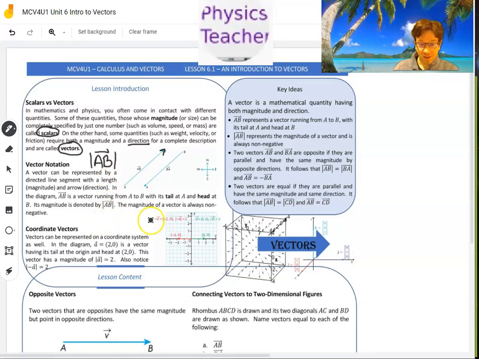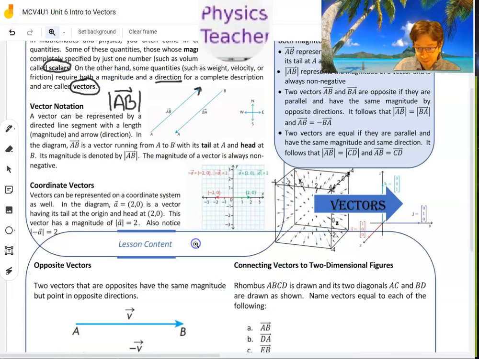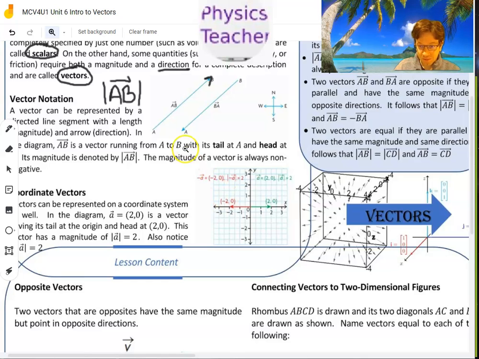Now we can put vectors on a coordinate system as well. Okay, so if I just zoom in here a little bit, you can see here you have the point (2, 0). And we just draw a line from the origin to the point (2, 0), and we represent that as a vector. If you wanted to talk about the magnitude of that vector, well, you're talking about its length. And in this case, the length would be 2, right there.